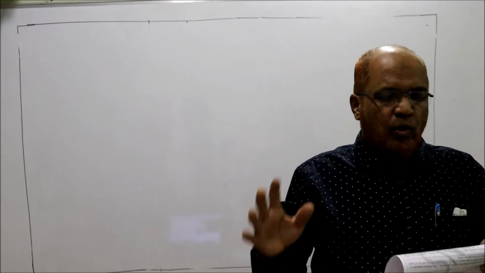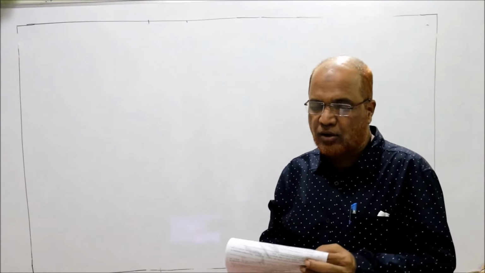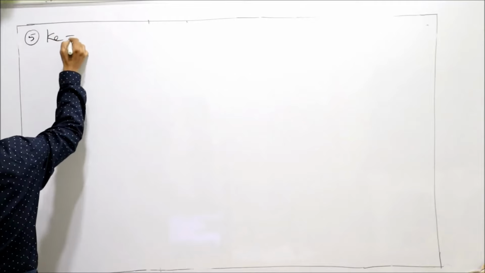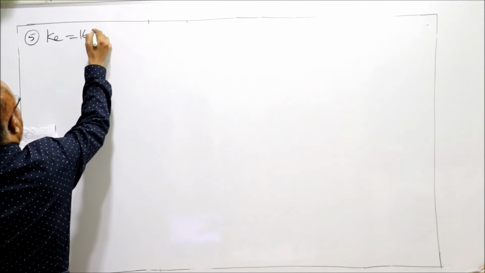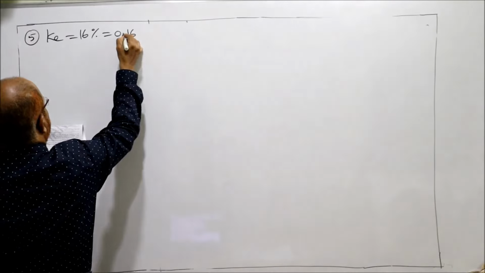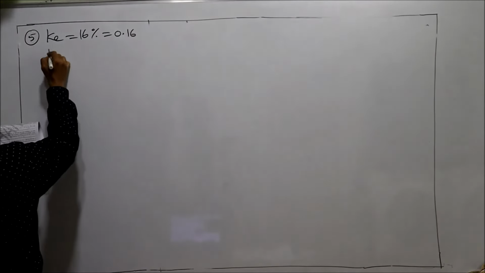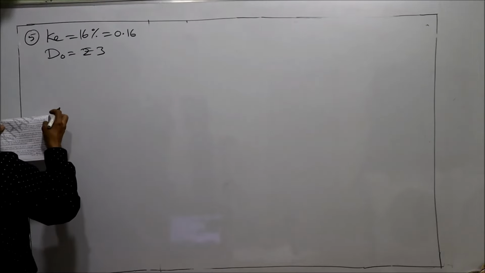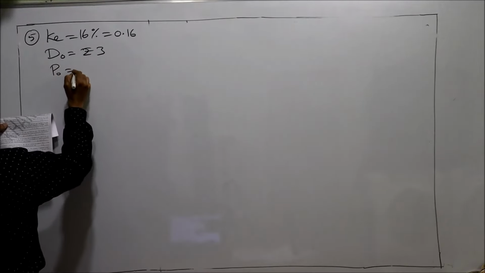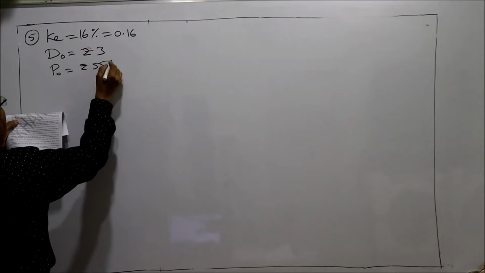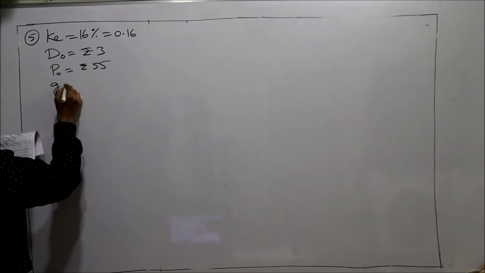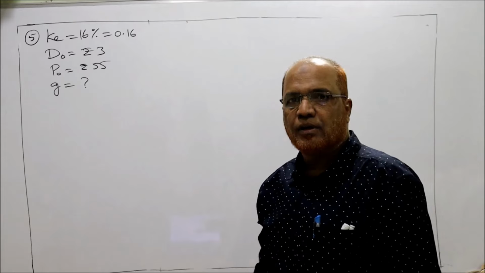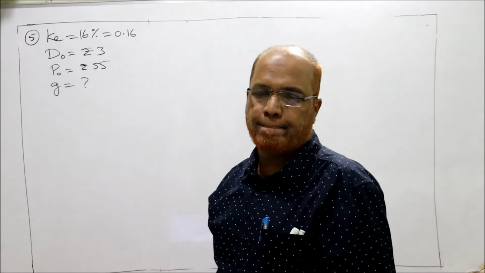See the problem. PQR Limited has a required rate of return of 16%. So in the 5th problem, Ke, the required rate of return, is 16%, 0.16, and the current dividend D0 is rupees 3. If the current price of the share P0 is equal to rupees 55, what is the growth rate in dividend, G is equal to how much? This is the problem. Growth rate we have to find out.